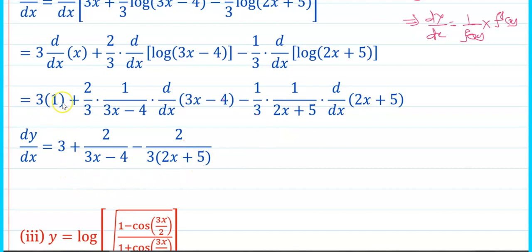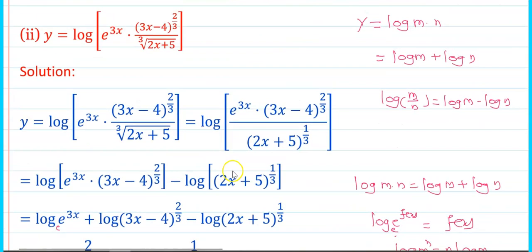I will explain again. 3 into 1 is 3. 2 by 3 into 1 upon 3x minus 4, and d/dx of 3x minus 4 is 3. This numerator 3 and the denominator 3 get cancelled, so you are getting only 2 upon 3x minus 4. Next, minus 1 by 3 into 1 upon 2x plus 5. d/dx of 2x plus 5 is 2, and hence minus 2 by 3 into 2x plus 5, and this is the answer. Okay, you can see it again.